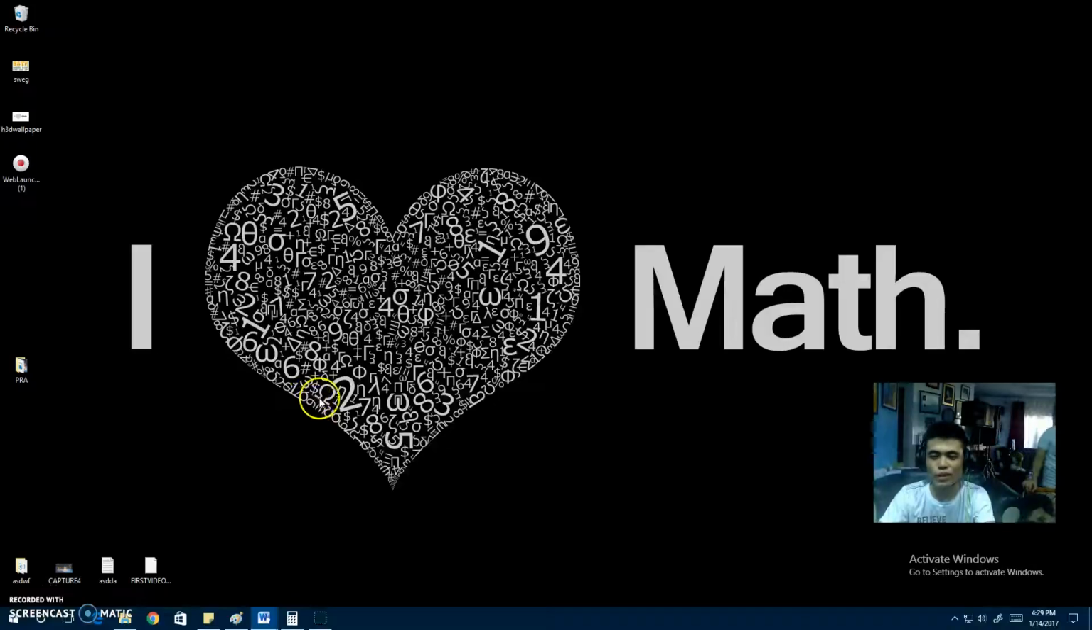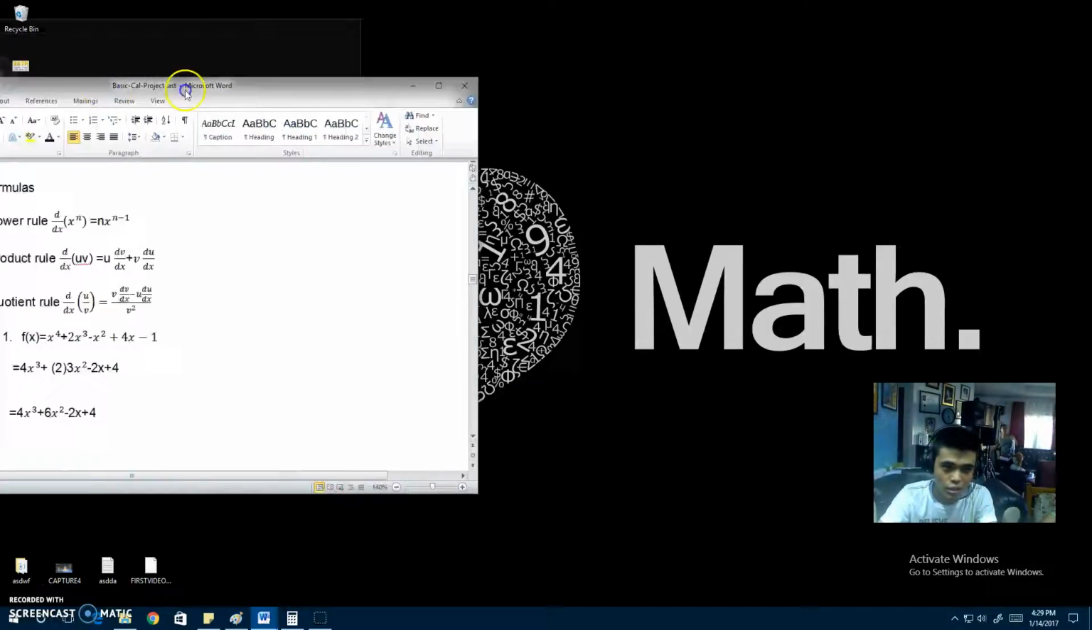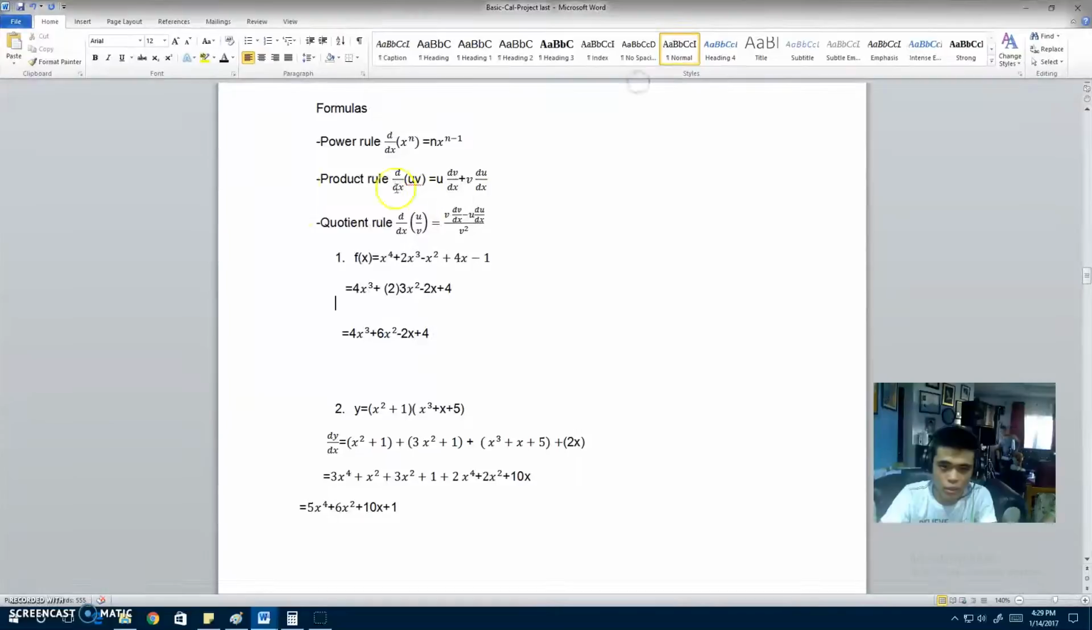Good day everyone. So our topic for today is derivatives. I'm going to show you some examples on how to solve derivatives. So here are the examples.